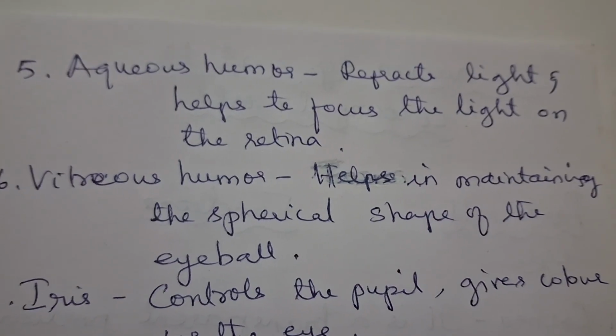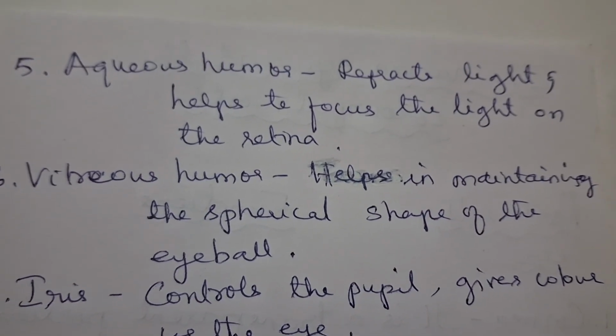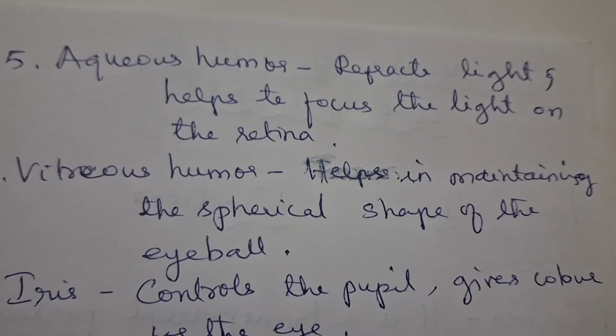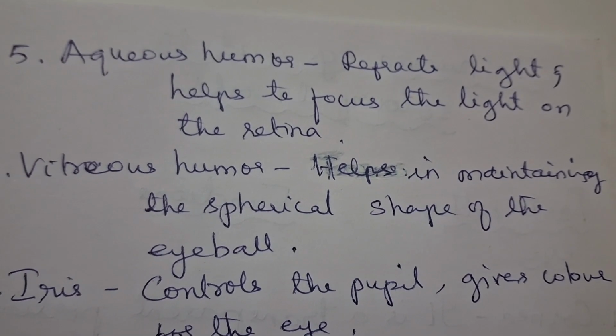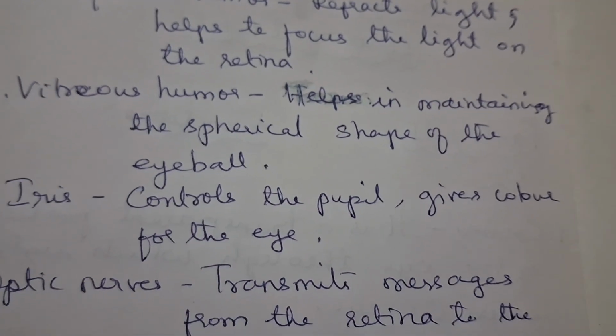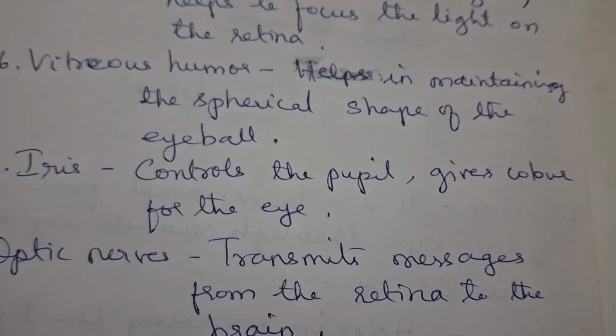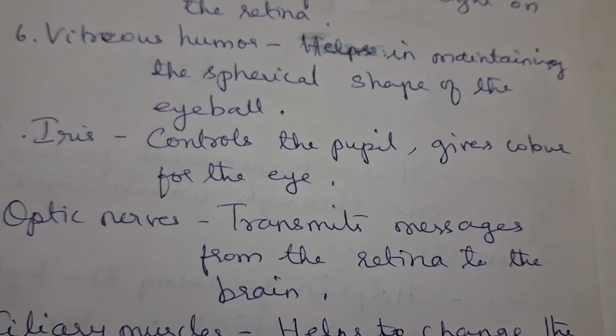Aqueous humor is a clear, transparent liquid present in front of the lens that refracts light and helps to focus the light on the retina. The next one is vitreous humor. This is also a colorless transparent fluid, and it helps in maintaining the spherical shape of the eyeball.